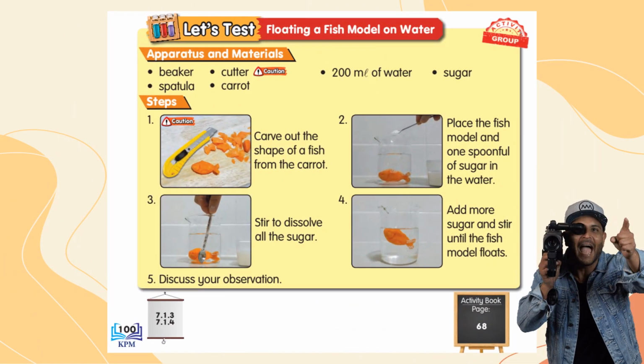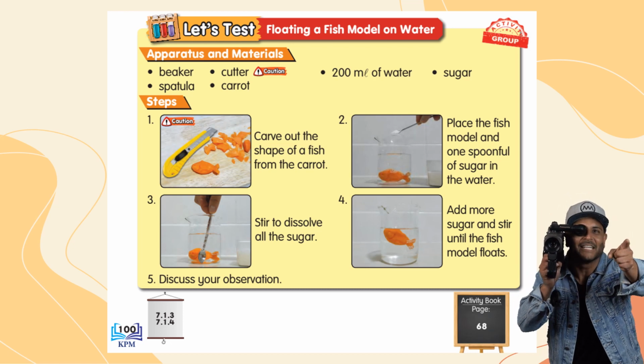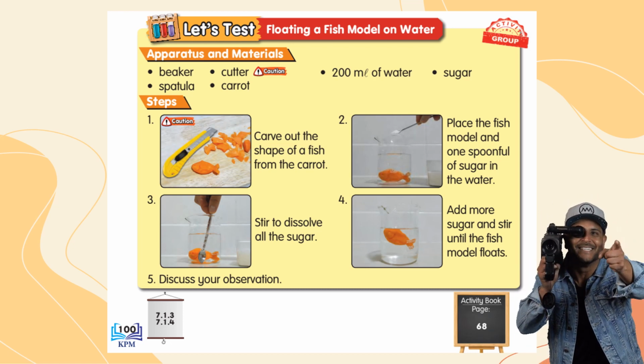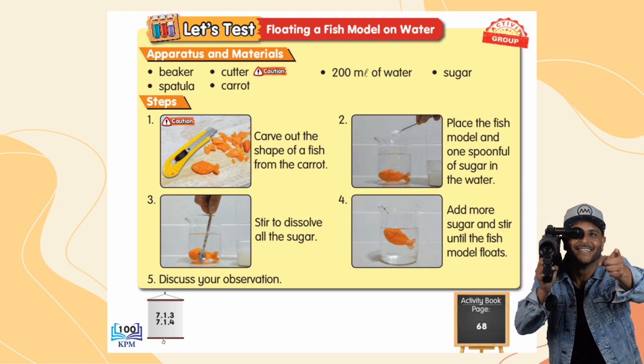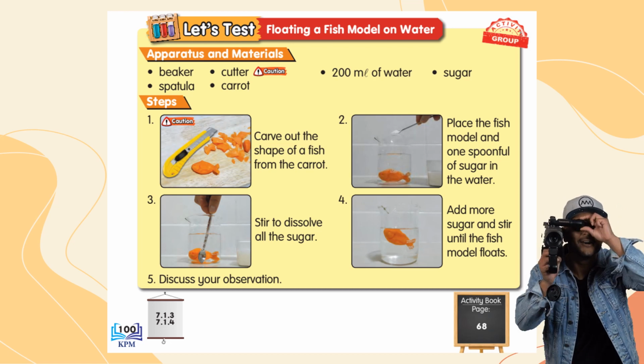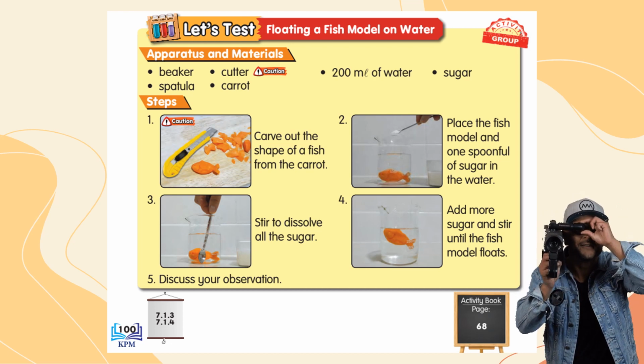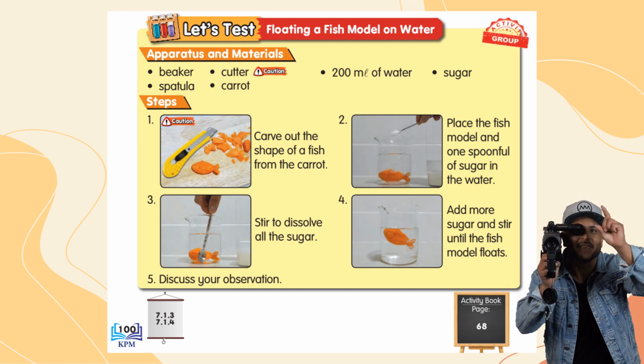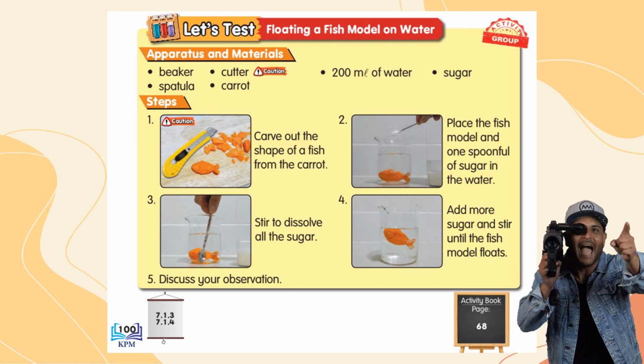Open your science textbook on page 100. I want you to conduct the Let's Test activity. The apparatus that you need is a beaker. If you don't have any beaker, you can use your bowl. Then a spatula. If you don't have any spatula, you can use your spoon. Cutter, carrot, 200 milliliters of water, and then sugar.